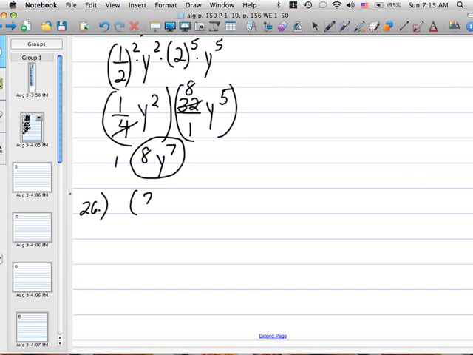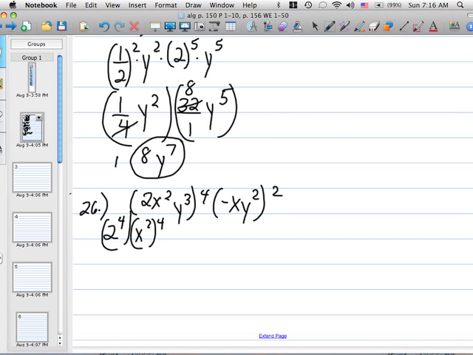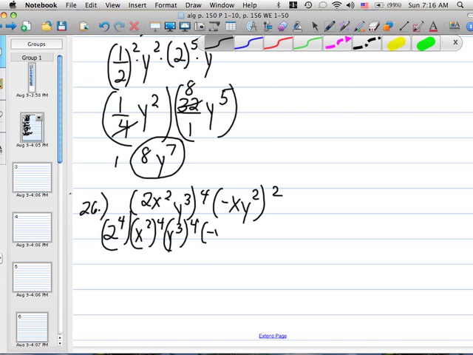Problem number 26, I have the quantity 2x squared y cubed taken to the fourth times the quantity negative xy squared taken to the second. Everything inside is taken to the fourth power. So 2 to the fourth, x squared to the fourth, and y cubed to the fourth. Times, let's change that a little bit, a negative x to the second and y squared to the second.